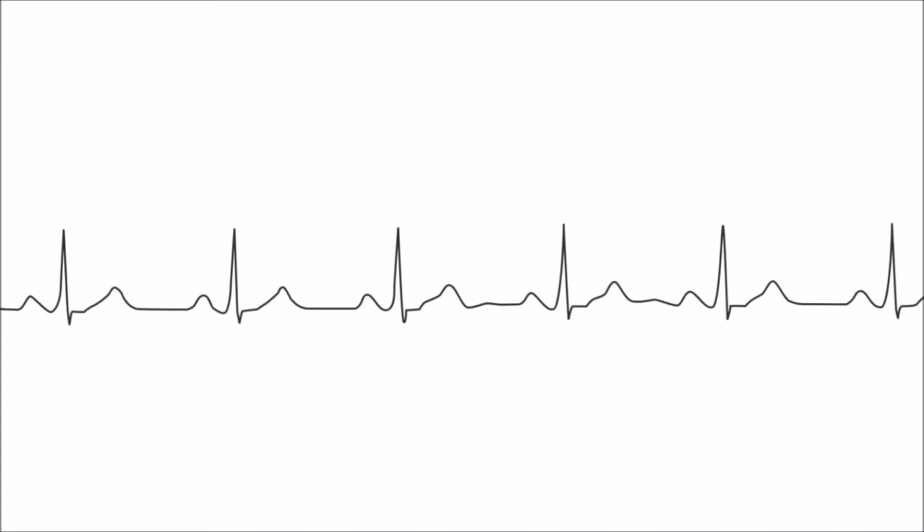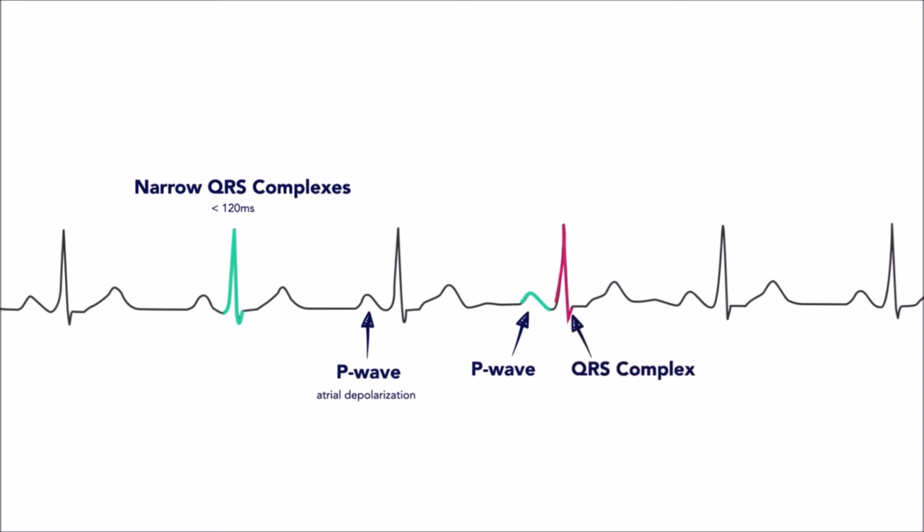In normal sinus rhythm, QRS complexes are narrow and always preceded by P waves. I'll repeat this because of how important this is. P waves should always come before QRS complexes. This is what defines a sinus rhythm. If you don't see P waves, then the rhythm is not sinus.